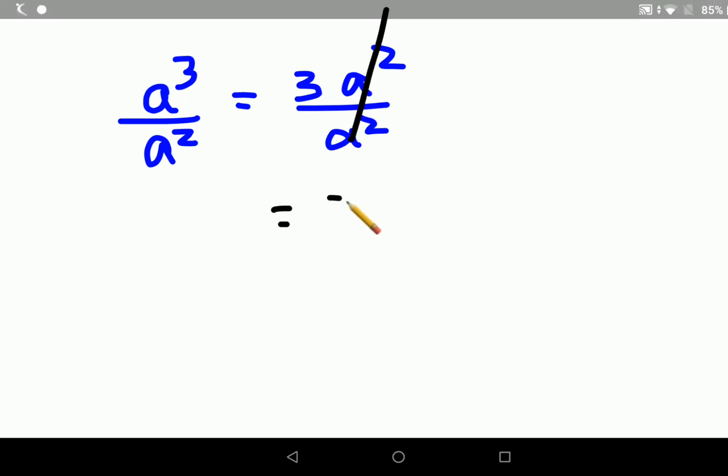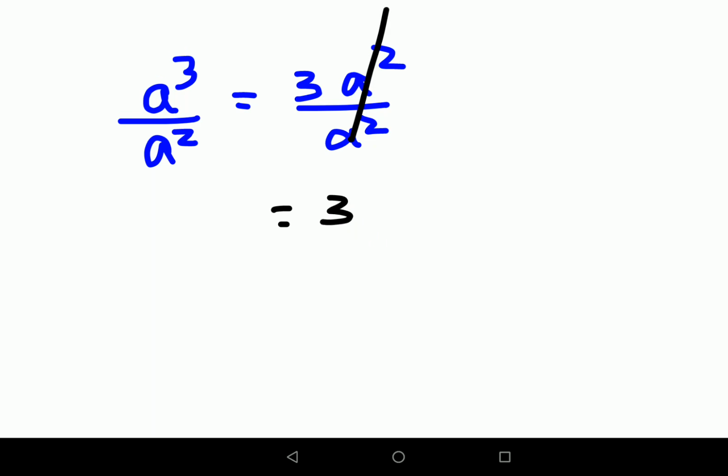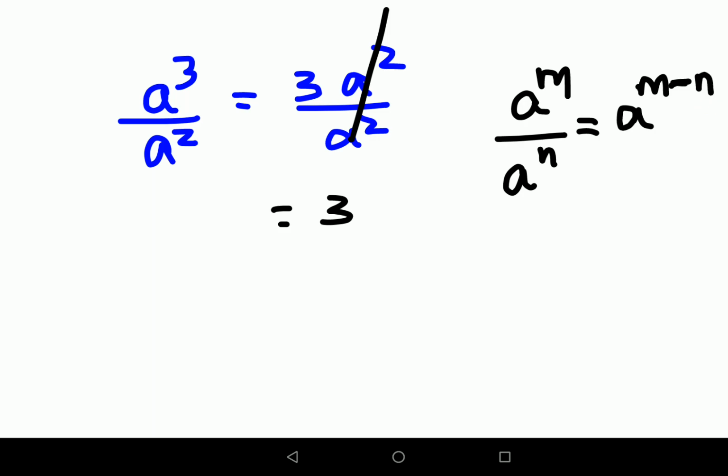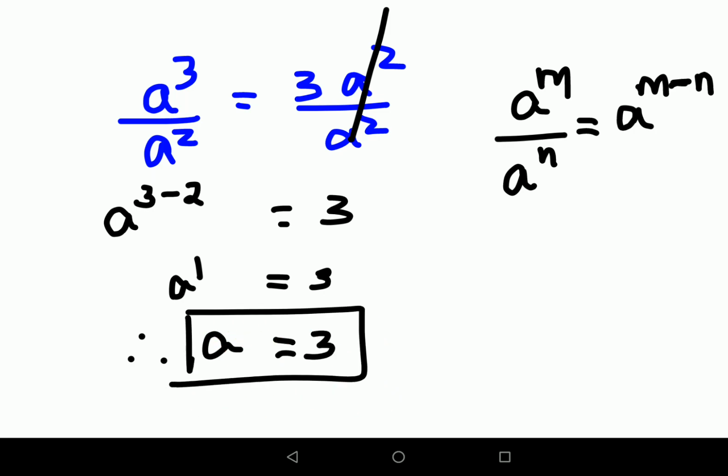This becomes 3. What happens in your RHS is, understand, when you have the same base and the index is different, you can take this index on top, and it gets subtracted from the index of the numerator. So a raised to m upon a raised to n gets you a raised to m minus n. So here you will have a raised to 3 minus 2. That gets you a raised to 1 equals 3. Any number raised to 1, you can directly write as just the number. So the value of a is nothing but 3.